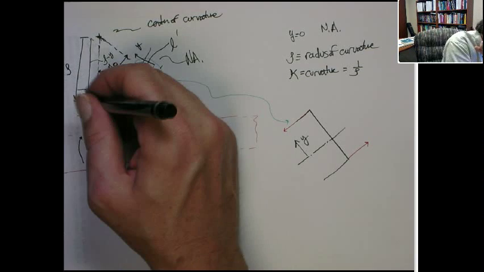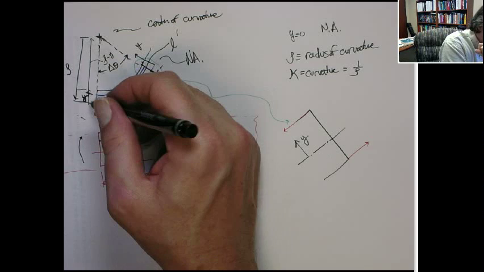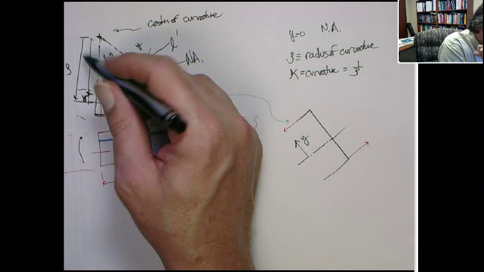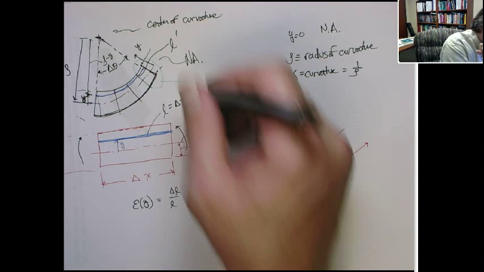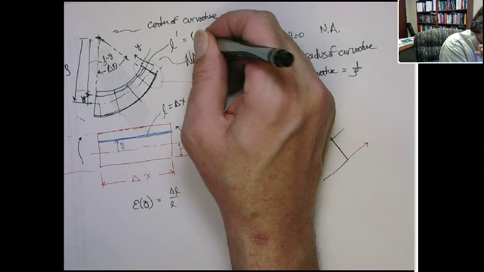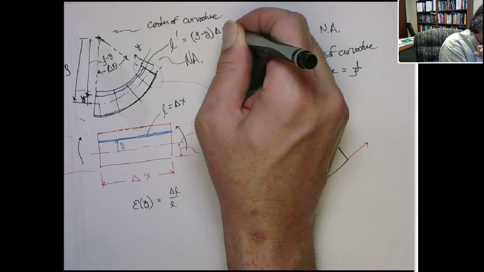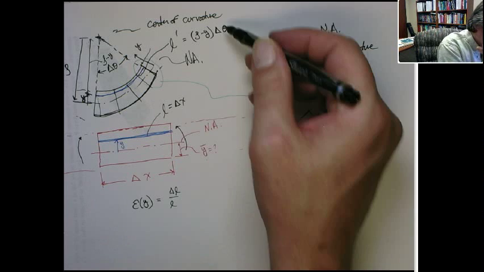Okay? So that's the distance y. Neutral axis up here. So this distance, radius of curvature minus y. So that means L prime is rho minus y times d theta. All right. Well, I got a d theta and a dx.